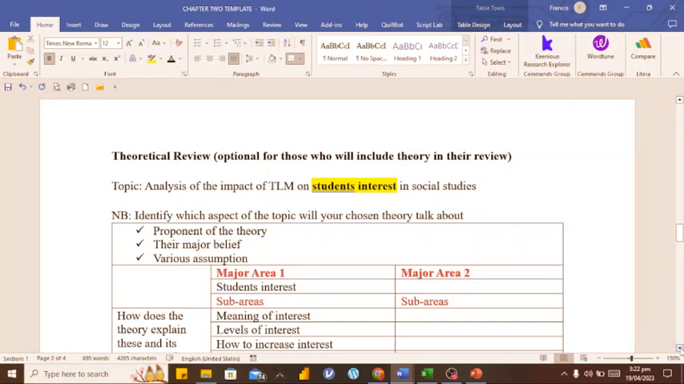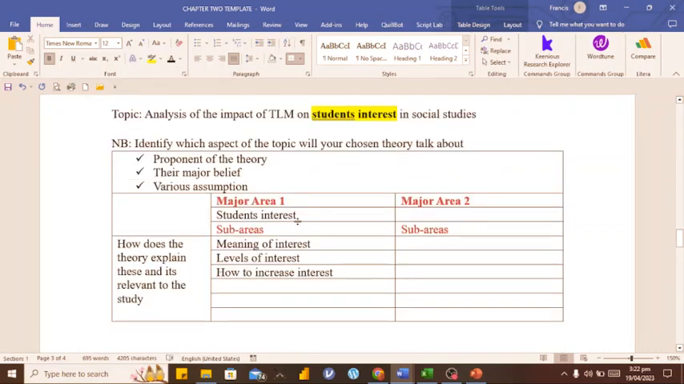So which one is the major entity or the major area that your theory is going to help us to explain? So here I've identified student interest. So when you are doing that, you talk about the proponent of the theory, their major belief, their assumptions. So this one will come first, you talk about that, their major belief, various assumptions. Then also, you come to the major area that you are trying to talk about, student interest. So these are the sub-entities or the sub-areas that I will talk about. I will talk about meaning of interest, levels of interest, how to increase interest.